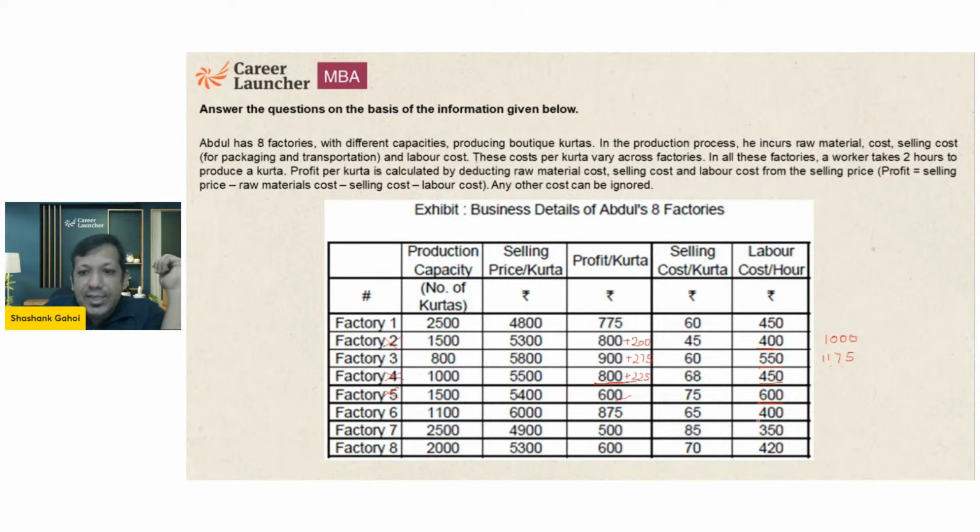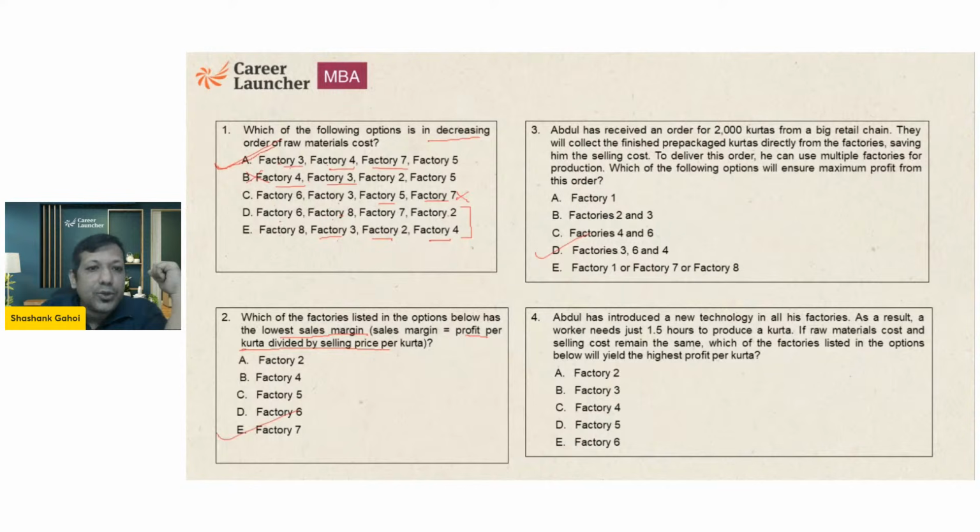For factory 6, the half hour's cost is 200. So 875 plus 200 is going to be 1075. Again, not the highest. So which factory is generating the highest profit? That is going to be factory 3. That is going to be the answer.